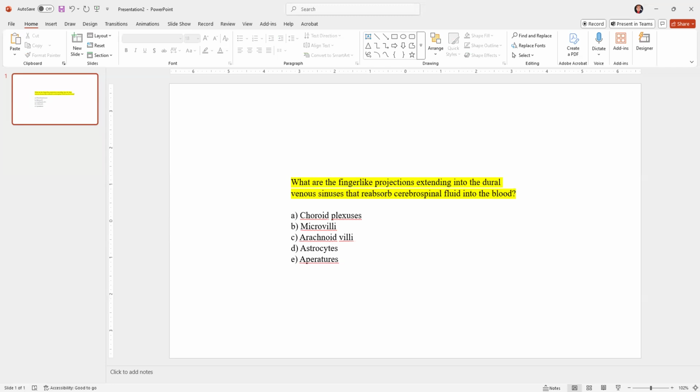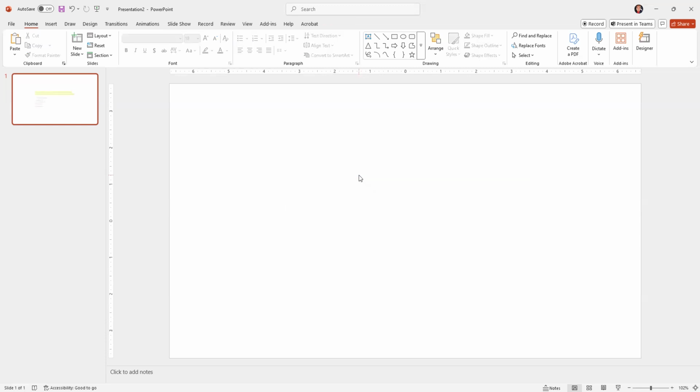These finger-like projections, is that the microvilli? Oh wait, no, this isn't the blood one. I was thinking of the outside of the cell. I want to say the arachnoid villi. Yep, arachnoid villi. Good job. I had the wrong villi, sorry. I think a book also called them arachnoid granulations. Yes. APR also calls it that.